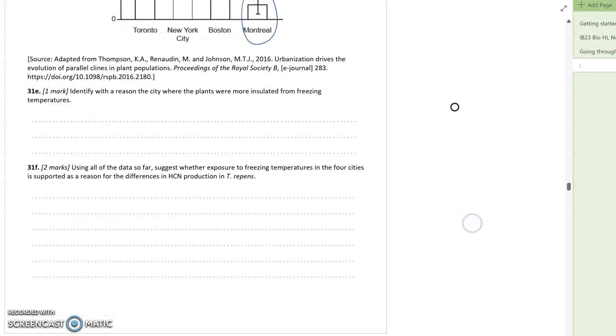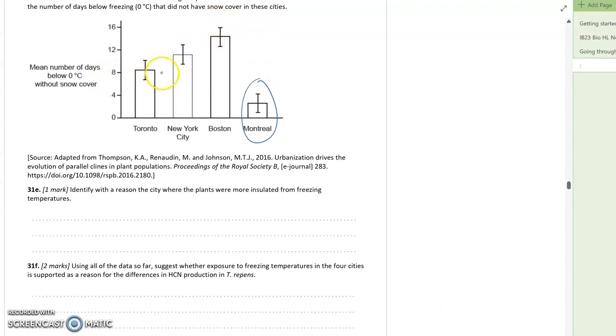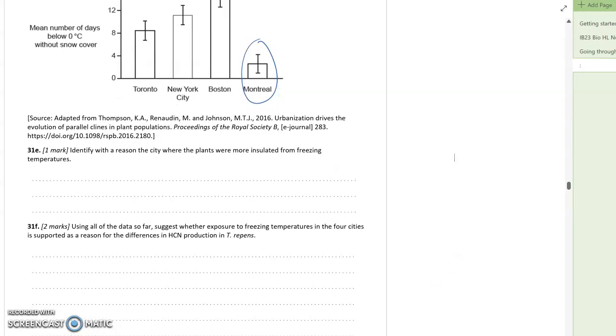Okay, so then using all of the data so far, suggest whether exposure to freezing temperatures in the 4 cities is supported as a reason for the difference in hydrogen cyanide production in clover. So you can see that these 3 cities have the higher amount without snow cover, so greatest exposure to freezing conditions, and those were the ones with the positive correlation. So you could say that cities without the snow cover have a positive correlation between the distance from the city centre and HCN, whereas for Montreal, you've got much more snow cover and a negative correlation.